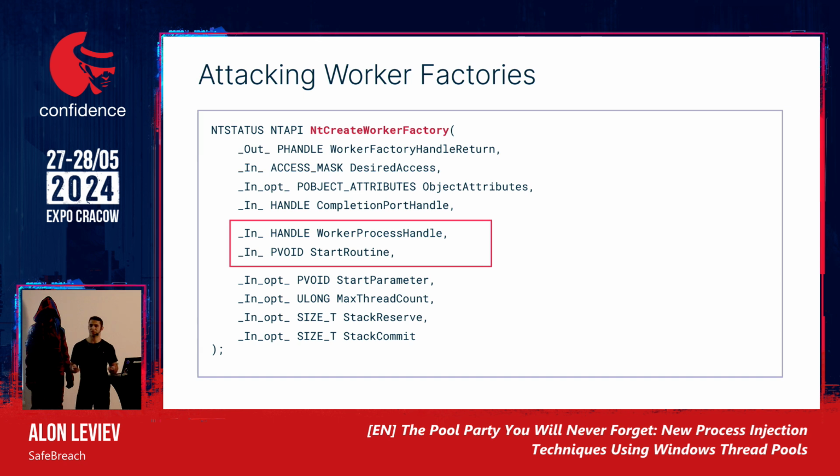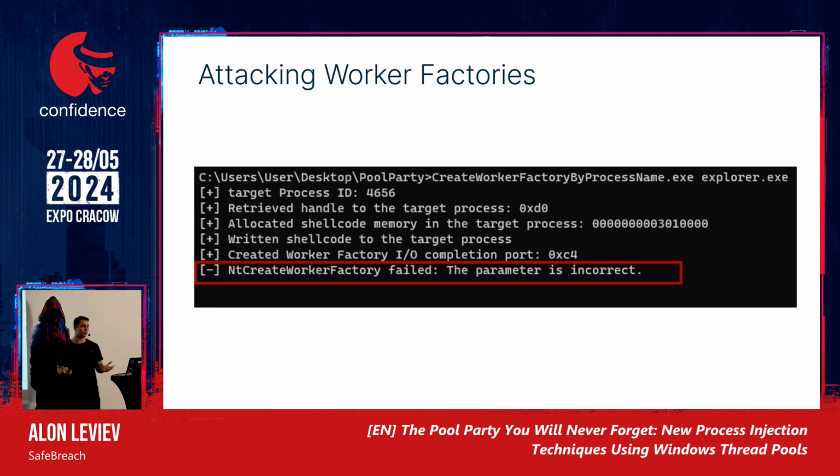So at first look, it sounds really promising. Can we just create a worker factory for another process and have its start routine point to a malicious shellcode? The answer is no, we cannot. Trying to create a worker factory for another process would fail due to an incorrect parameter.